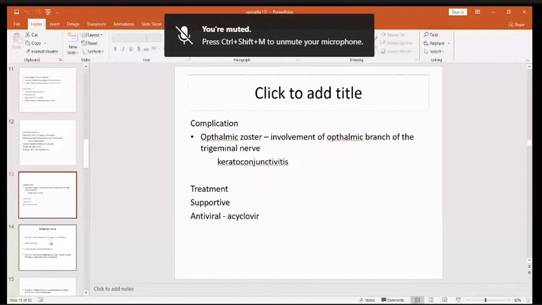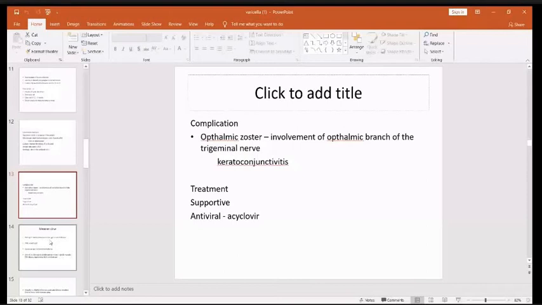Treatment: supportive treatments, plenty of food, rest, and antiviral acyclovir. So acyclovir, if started very early, can prevent the progress of the infection. And another complication, or let's say one of the sequelae, could be neuralgia. So if treated early, within 24 to 48 hours, the neuralgia may not be present because of the fewer lesions. But when the infection has spread and there are a number of lesions, then the patient can complain of neuralgic pain for a long period of time, even up to years.